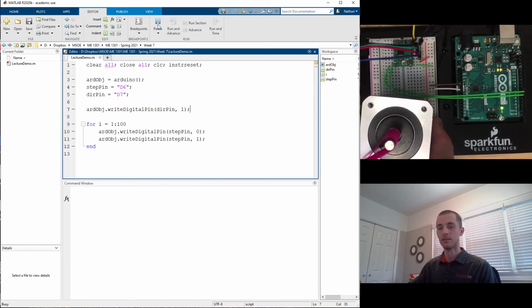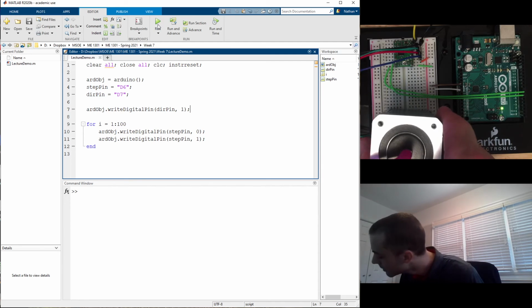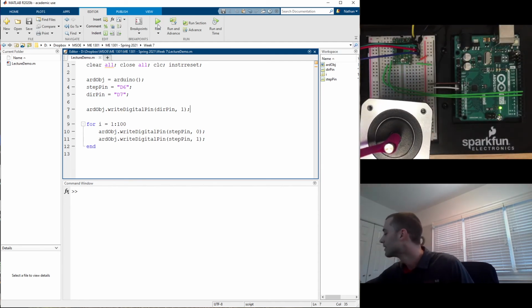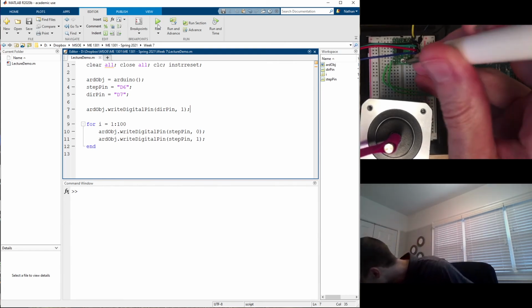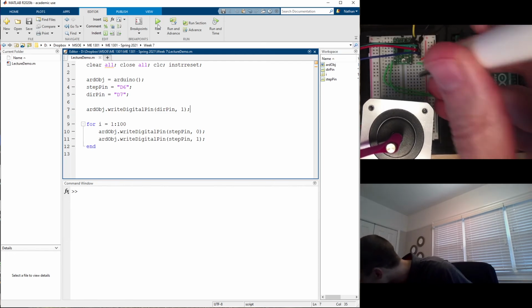And indeed, we checked, ooh, that's hot. Wow. I gotta turn that down. There's a little potentiometer on here. Wow, that's hot.